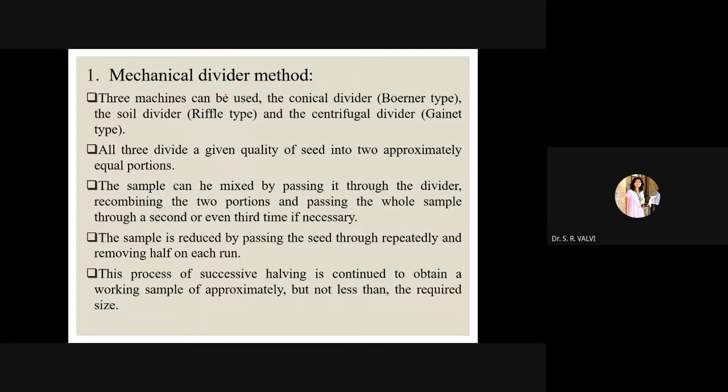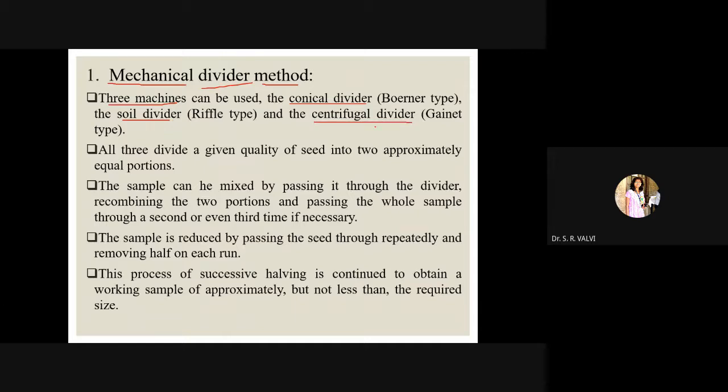For this mechanical divider method, we are not using any manpower or human beings. Here we are using machines, and that method is named the mechanical divider method. Three machines are used under this method. Which are those? The first one is the conical divider, the second is the soil divider, and the third one is the centrifugal divider.